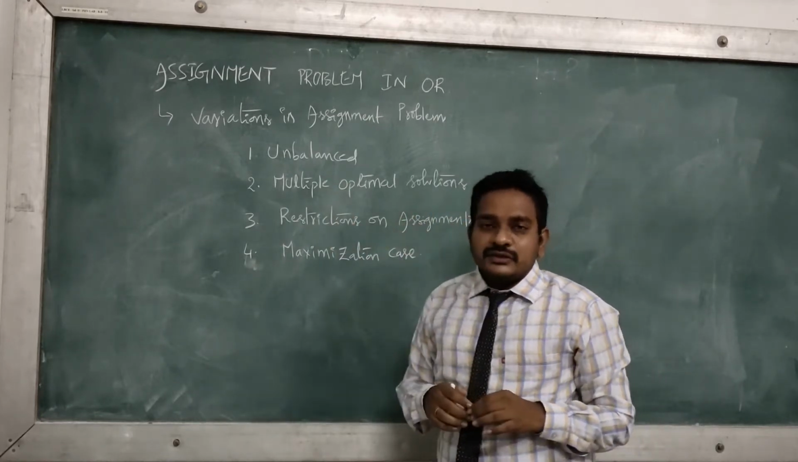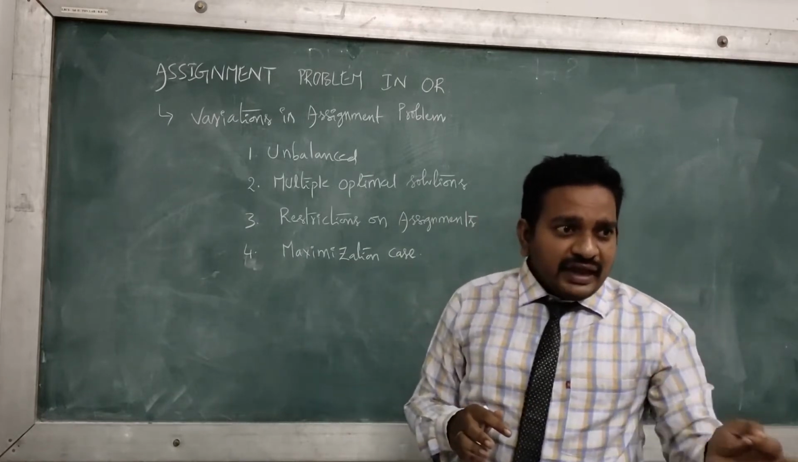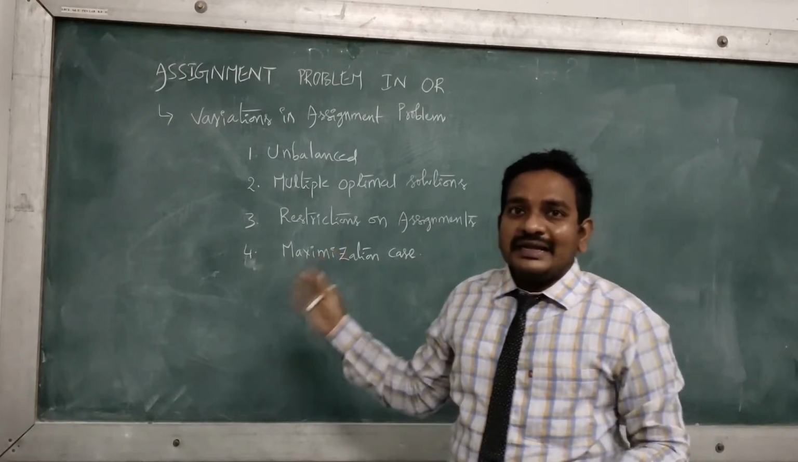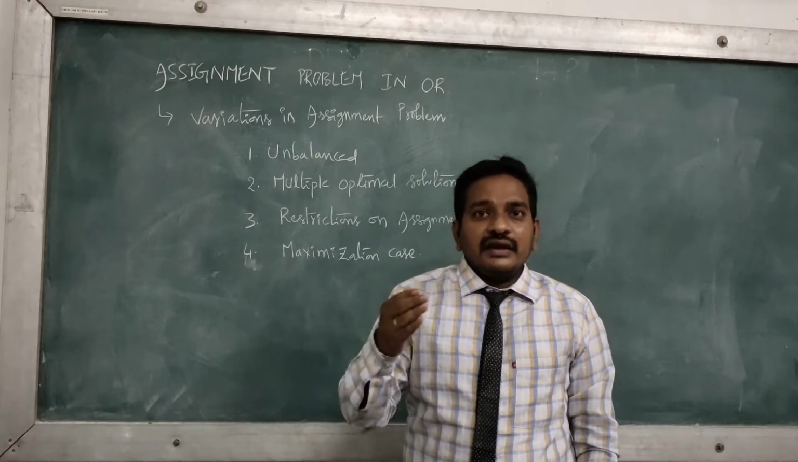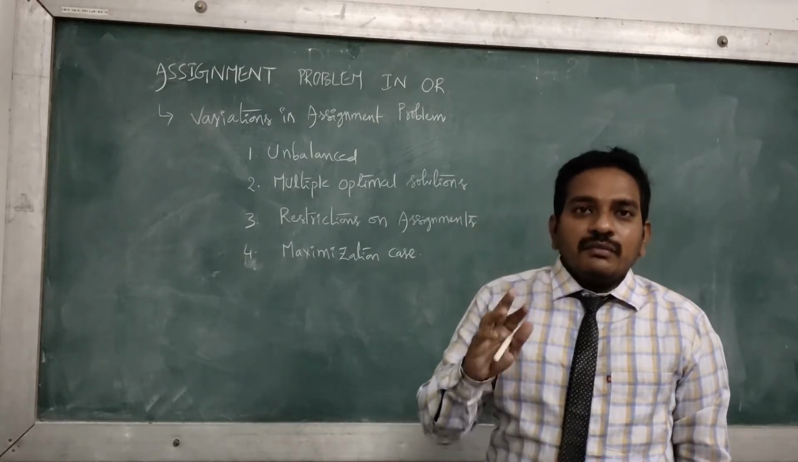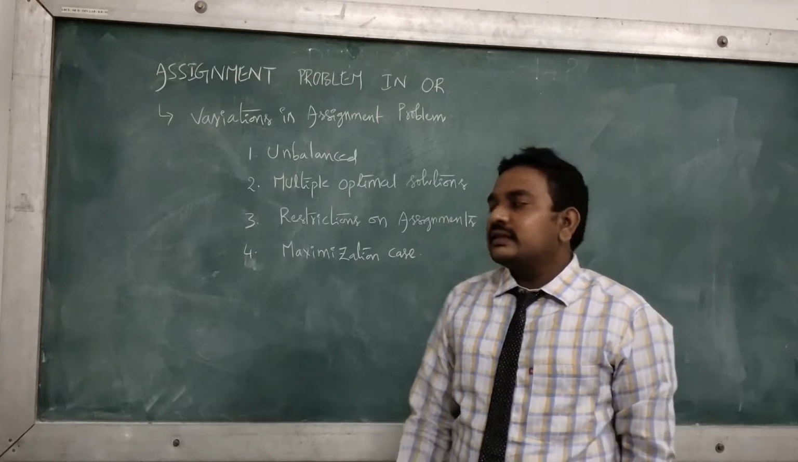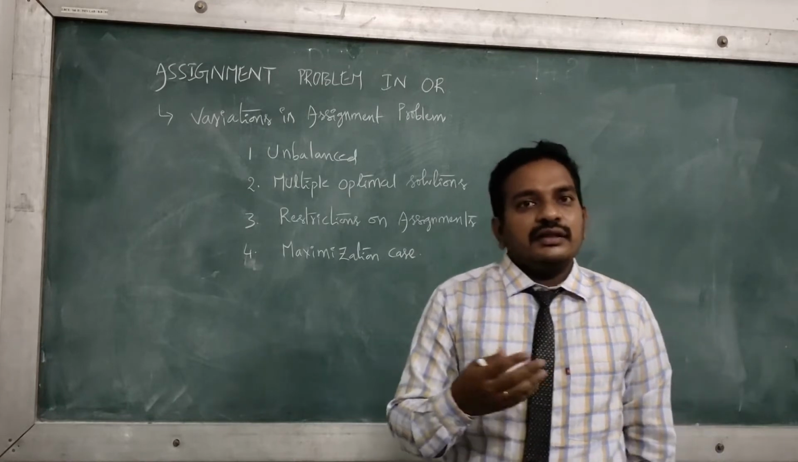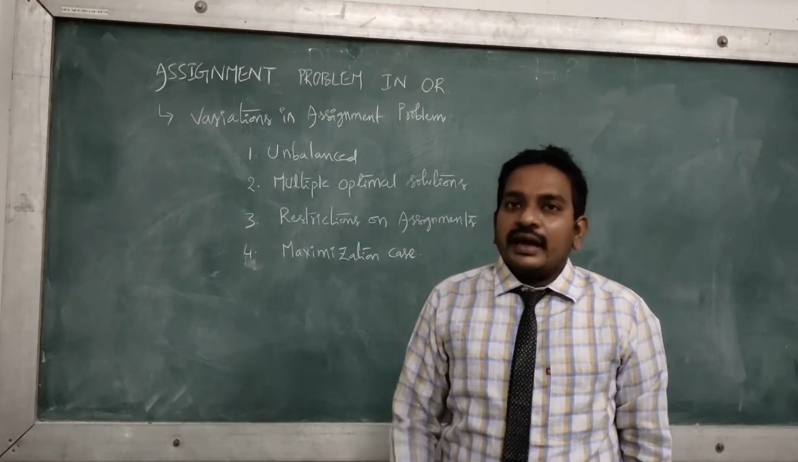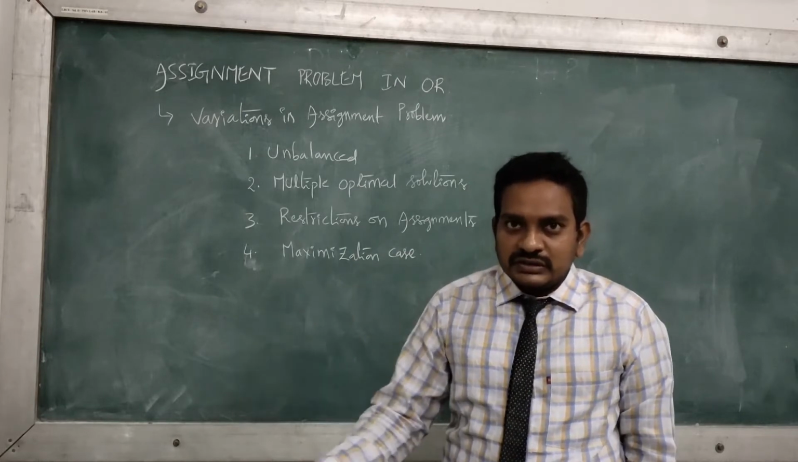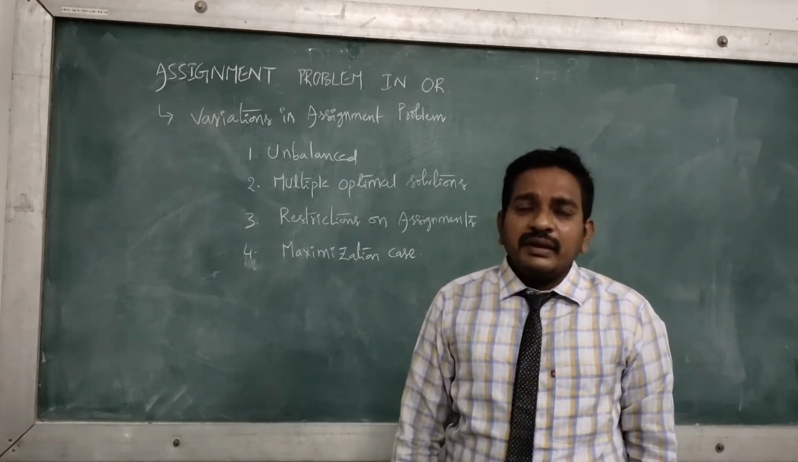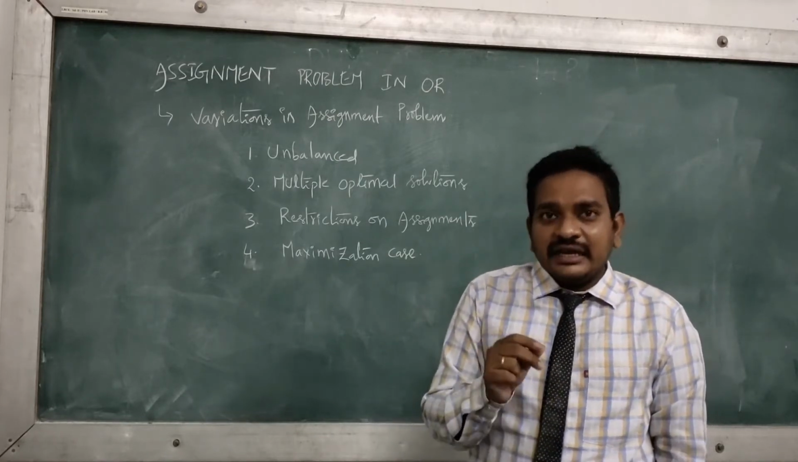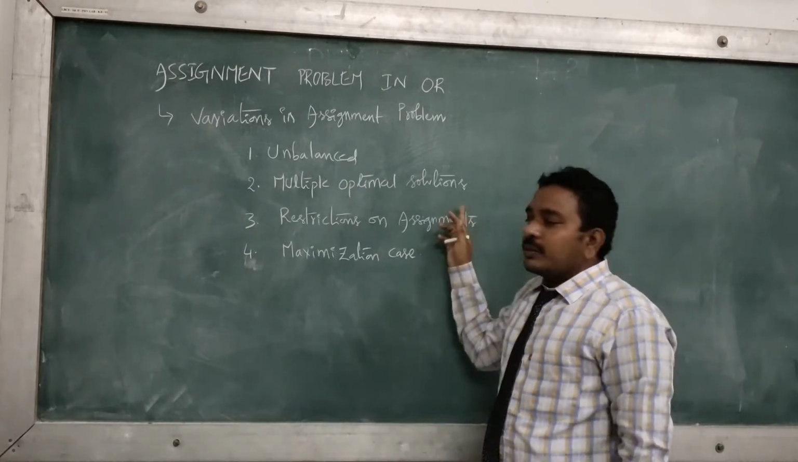Second one, multiple optimal solutions. Though the way is different, ultimately you reach the same goal. For the given assignment problem, we have more than one solution existing. That is multiple optimal solutions. For example, if I solve the assignment problem by using the Hungarian rule, I get one solution. Some others solve the same assignment problem and they also get a solution, but with a different pattern, a different assignment. That is multiple optimal solutions.